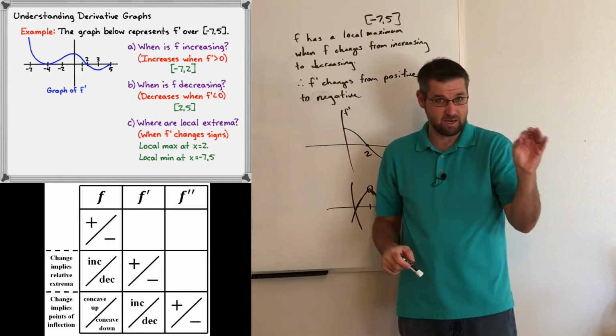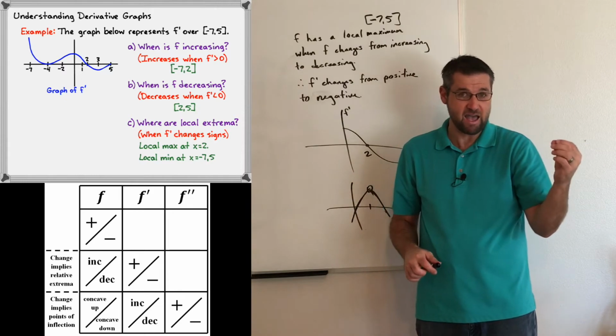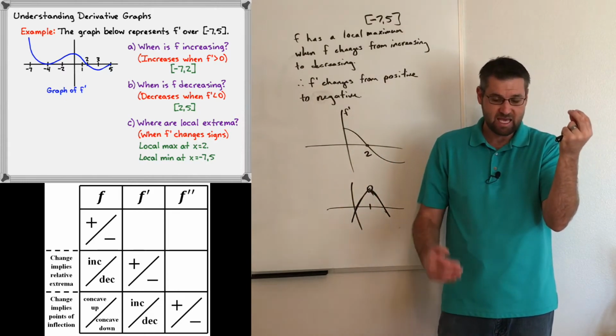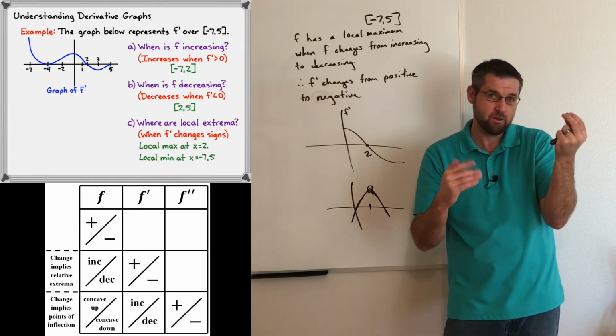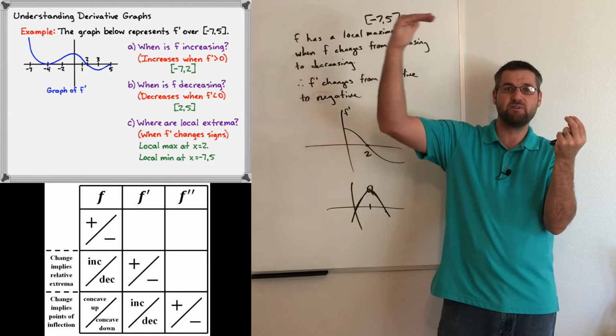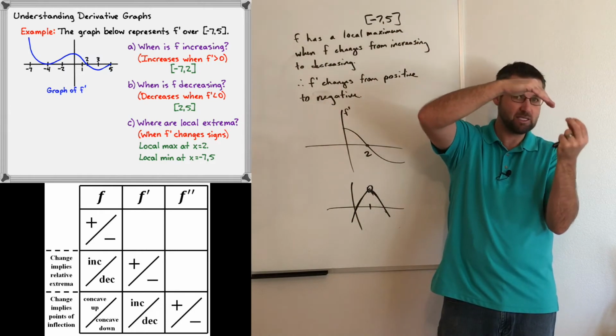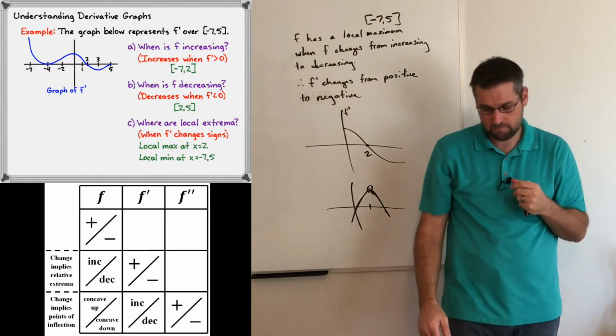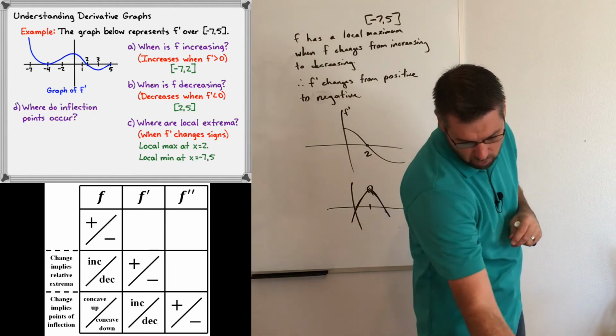Over on the other side of things, when you're looking at x equals 5, f prime is negative. Okay, so if f prime is negative, that means f is decreasing. So if f is decreasing to x equals 5, we can see that there is a relative minimum there. Okay? All right, a little more questions here.